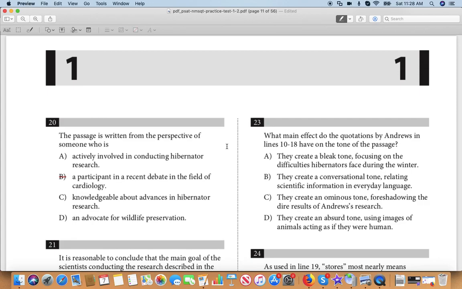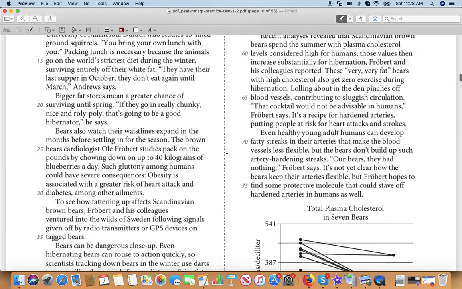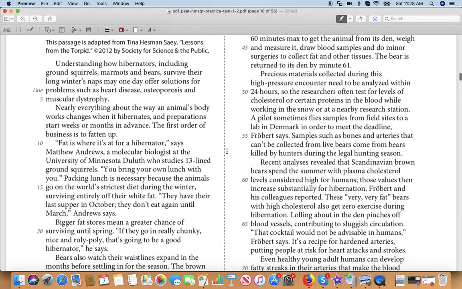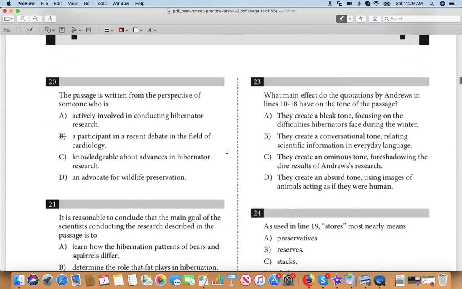Knowledgeable about advances in hibernator research. Is the passage written from the perspective of someone who's knowledgeable about advances in hibernator research? Do we see any evidence for that? I would say almost all of it, especially the starting sentences. It talks about how important it is to know about this stuff, so that's implying that they do know all this.